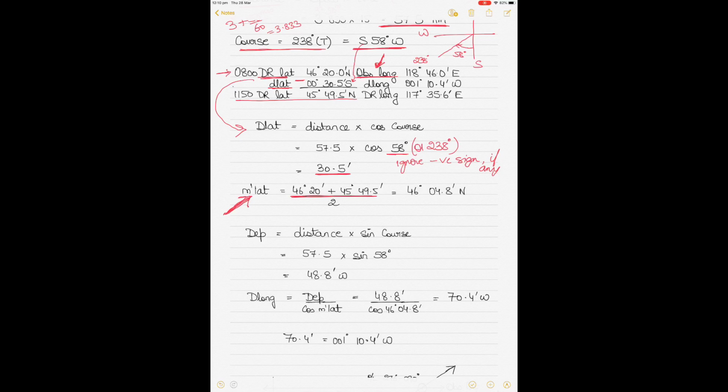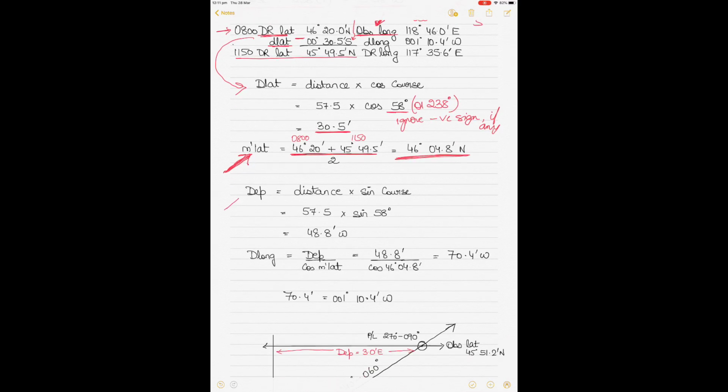One is 46.20, the other one is 49.5. Don't use your D lat by mistake, alright? Use the 8 o'clock DR lat and the 11:50 DR lat. So this is the 8 o'clock one, this is the 11:50 one. Then you add the two, divide by 2, you'll get your M lat. And your M lat is north as well because you are of course in the north hemisphere.